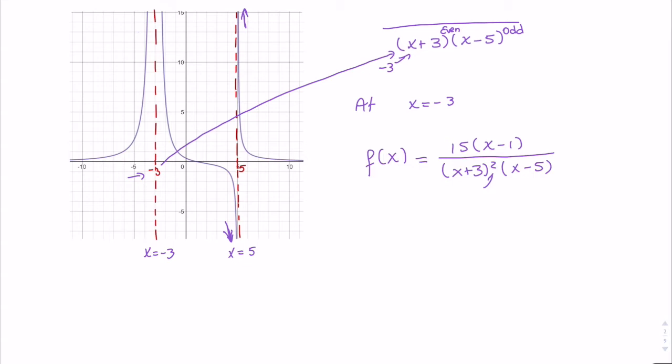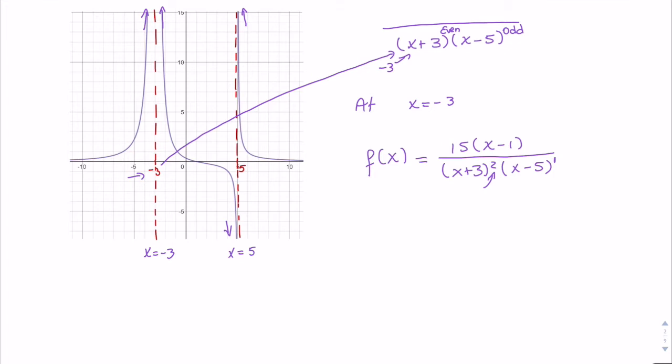An even power when the function approaches in the same way both sides of the asymptote, and an odd power, because this is a 1 here, when the graph approaches positive infinity on one side and negative infinity on the other side. That's the heads up.